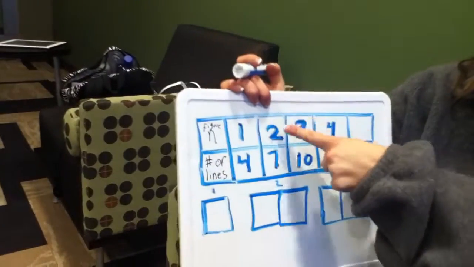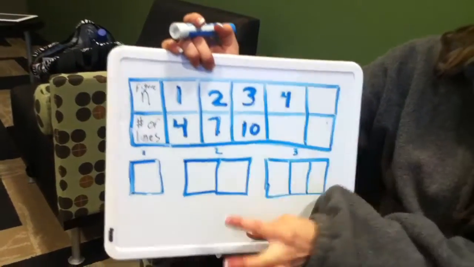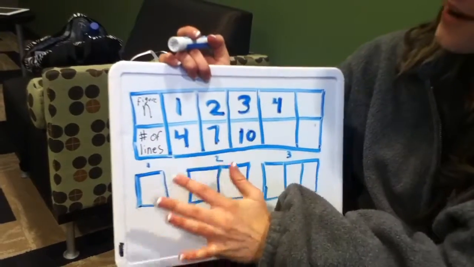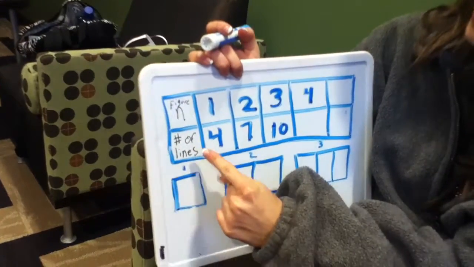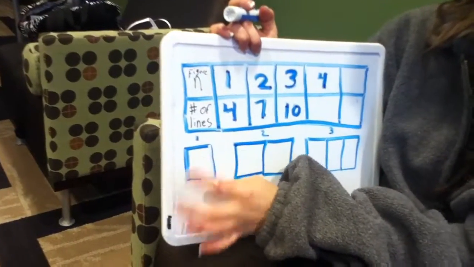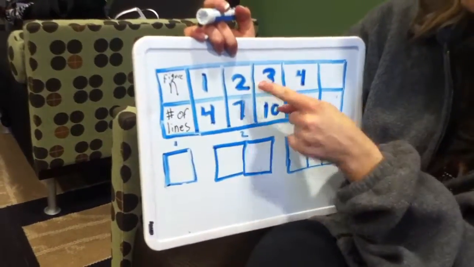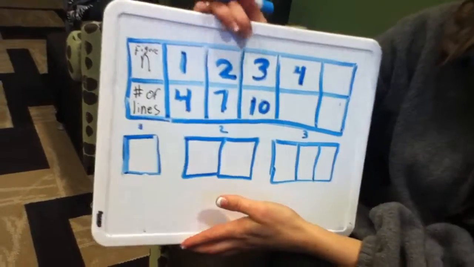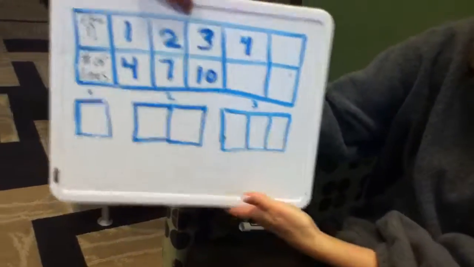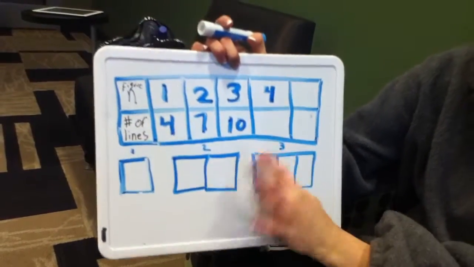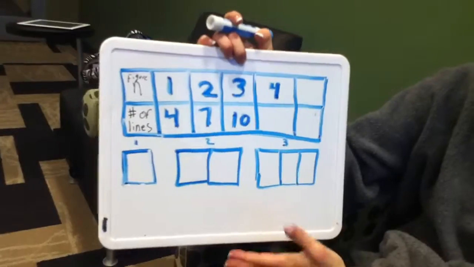So, if you look at this chart, number 1 represents figure 1, number 2 represents figure 2, number 3 represents figure 3. For figure 1, it says we have, this is labeled as number of lines. So for figure 1, we will have 4 lines. You can count 1, 2, 3, 4. For figure 2, we will have 7 lines. 1, 2, 3, 4, 5, 6, 7. In figure 3, we will have 10 lines. 1, 2, 3, 4, 5, 6, 7, 8, 9, and 10.